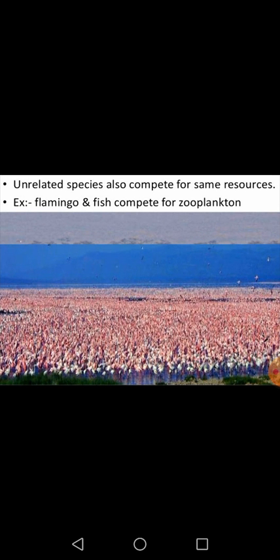Similarly, unrelated species can also compete, like a fish can compete with a bird too. I have one example. Flamingo is a bird, and these are competing with a species of fish for the zooplanktons in the water.